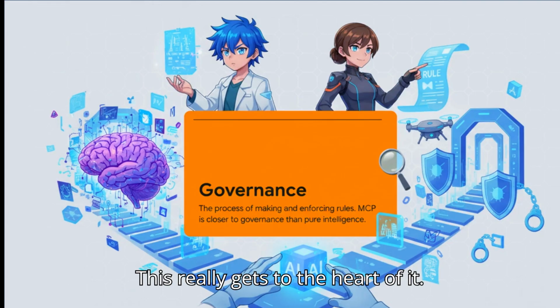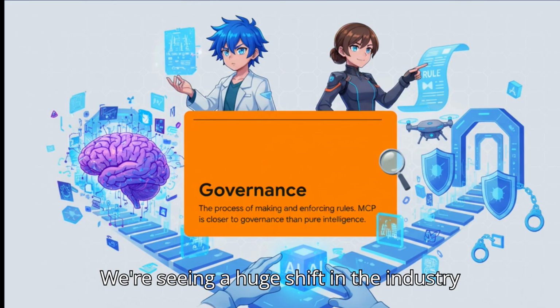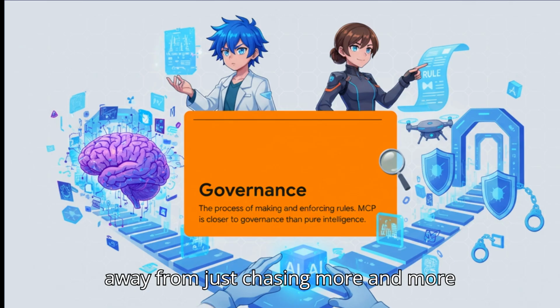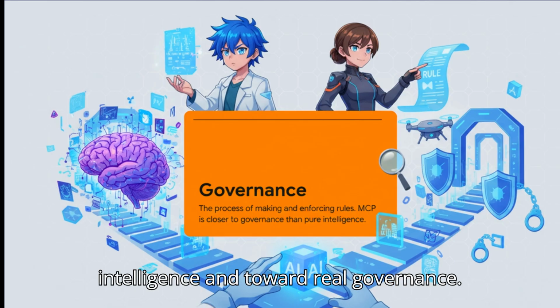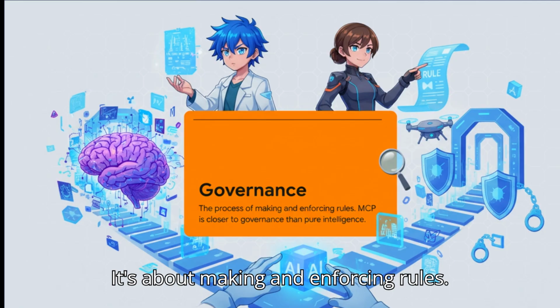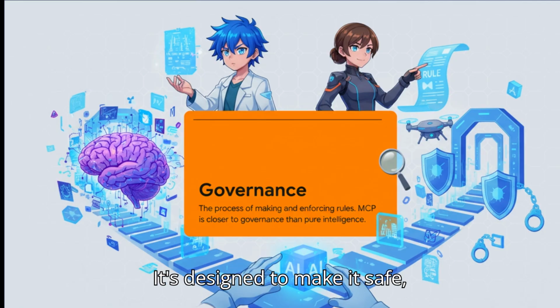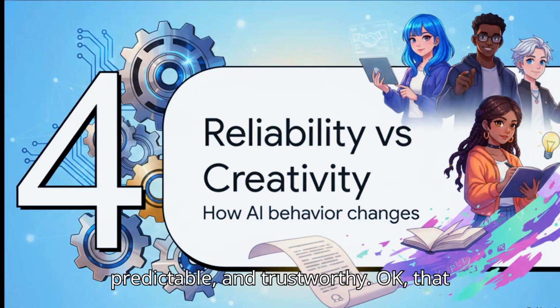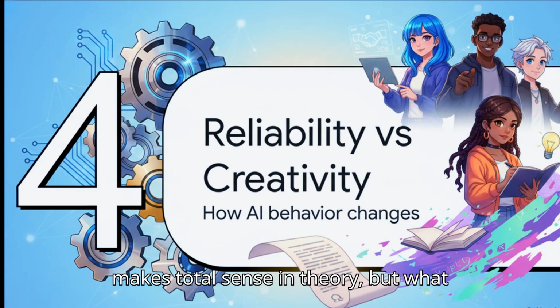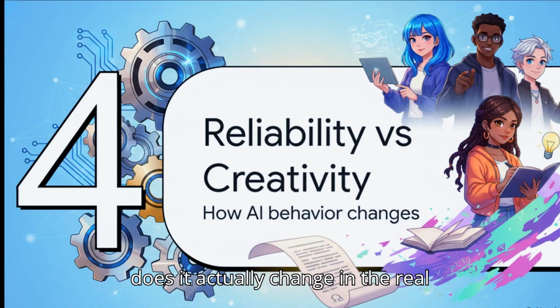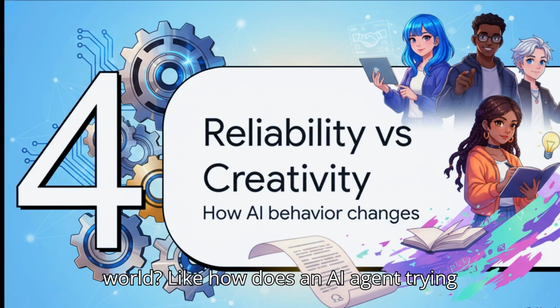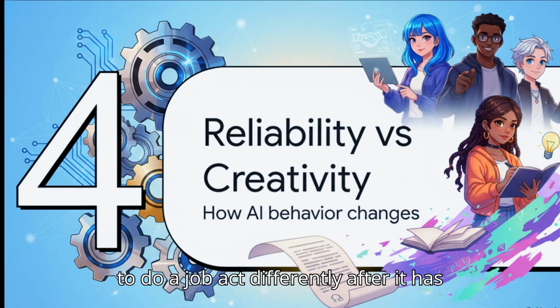This really gets to the heart of it. We're seeing a huge shift in the industry, away from just chasing more and more intelligence and toward real governance. It's about making and enforcing rules. MCP isn't designed to make AI smarter. It's designed to make it safe, predictable, and trustworthy. Okay, that makes total sense in theory. But what does it actually change in the real world? Like, how does an AI agent trying to do a job act differently after it has this contract?